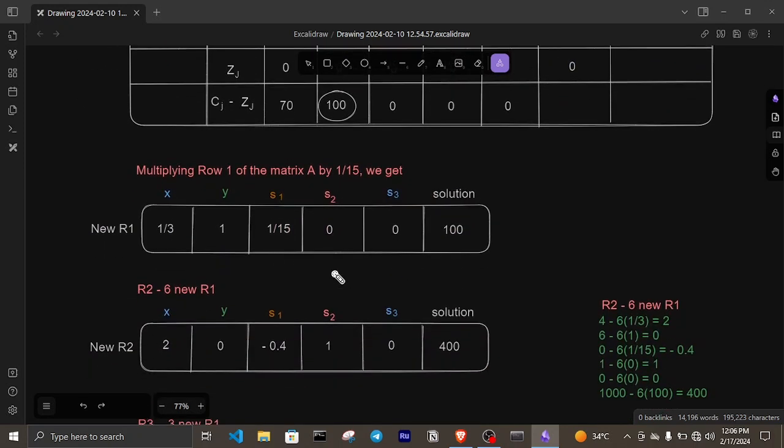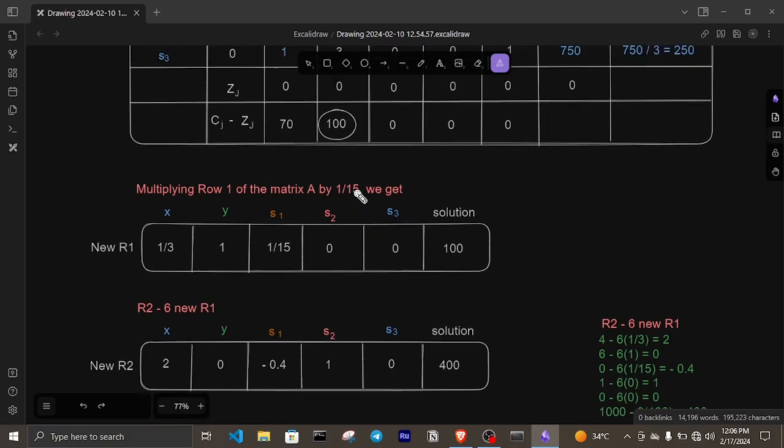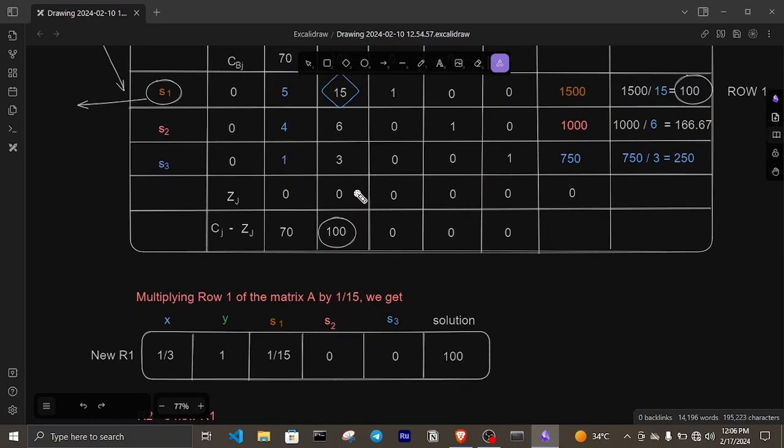So we are going to multiply row 1 of the matrix A by 1 on 15. That is, we are dividing all the values on row 1 by 15. So if you do that, we are going to get our new row 1 to be 1 on 3, 1, 1 on 15, 0, 0, 100. Right, you can do this on your calculator.